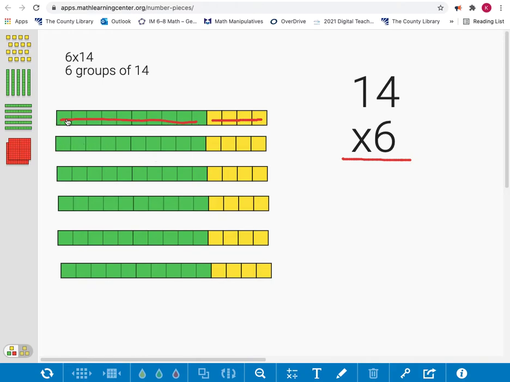And I have 6 of those groups. I have 1, 2, 3, 4, 5, 6 of those groups. So I have 6 groups of 14. So I'm going to start with my ones. I'm going to tally up my ones. I'm going to add those up.